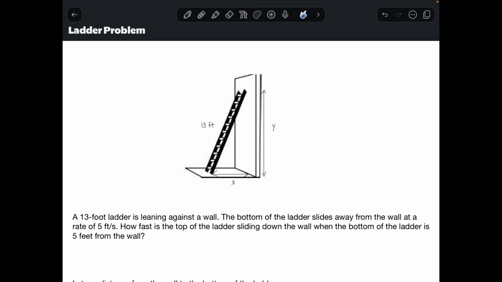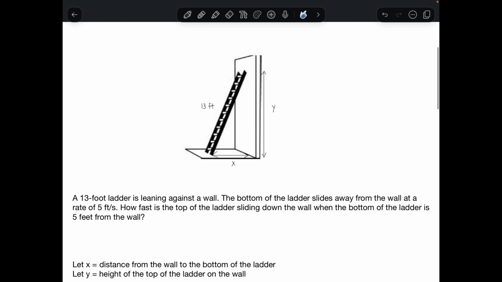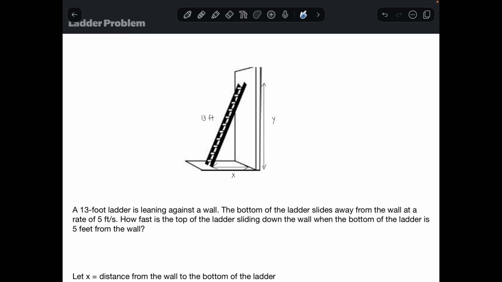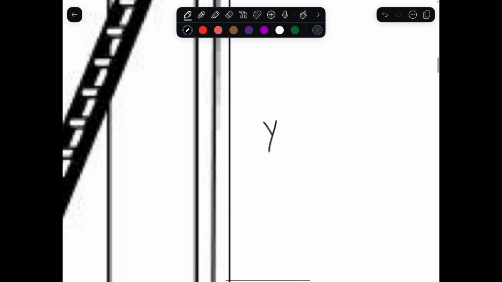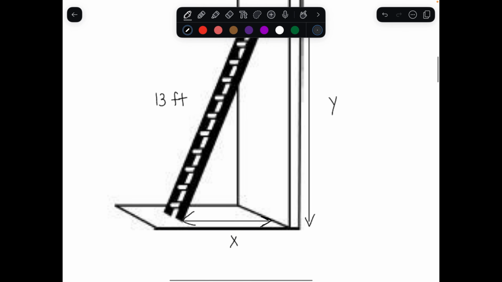Okay, so first, let's define our variables, and I've actually already done that here. So let's call x the distance from the wall to the bottom of the ladder, and let's call y the height of the top of the ladder on the wall. So this is y and this is x.